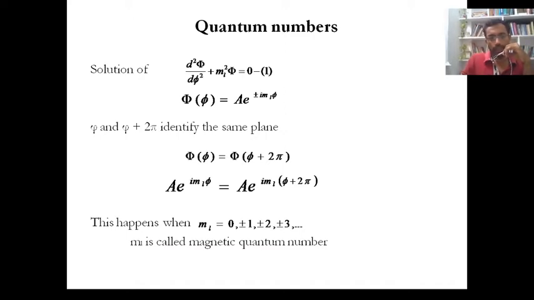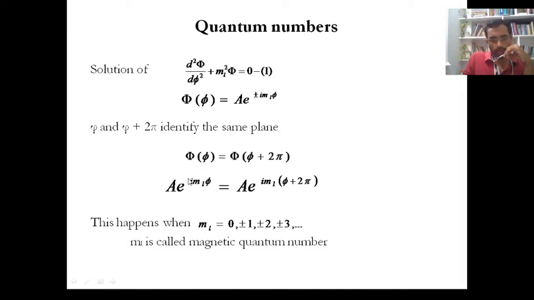plane, isn't it? So we can say that the function capital phi at phi will be equal to the function capital phi at phi plus 2 pi, isn't it? Phi and phi plus 2 pi are seen in the same plane. So the function capital phi at the value phi and at the value phi plus 2 pi will show the same value, isn't it? Look here: the function capital phi at the angle phi and at the angle phi plus 2 pi will have the same value, isn't it?